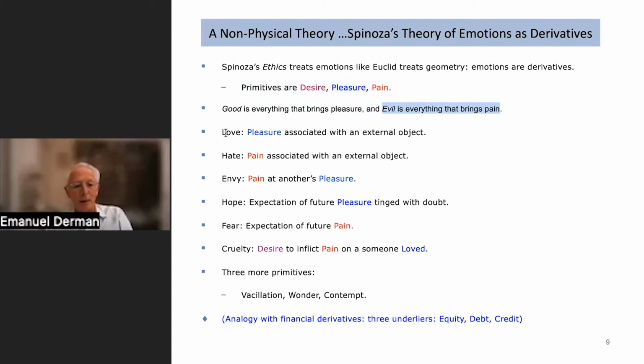And then he moves up one level. Love is pleasure associated with an external object. So the primitives are desire, pleasure, and pain, and they're almost visceral, but all the higher-level emotions eventually lead down at the bottom to desire, pleasure, and pain. So love is pleasure associated with an external object. Hate is pain associated with an external object.